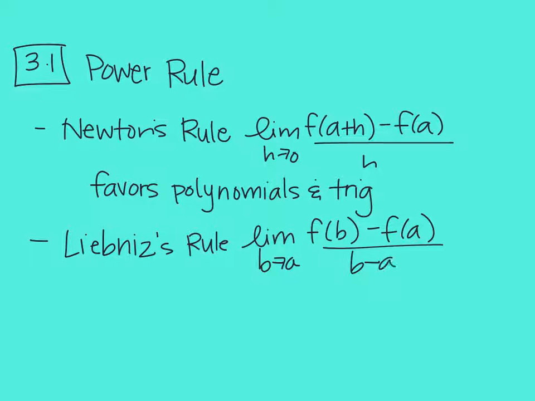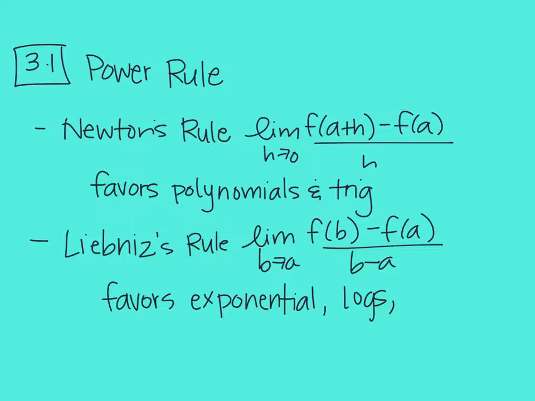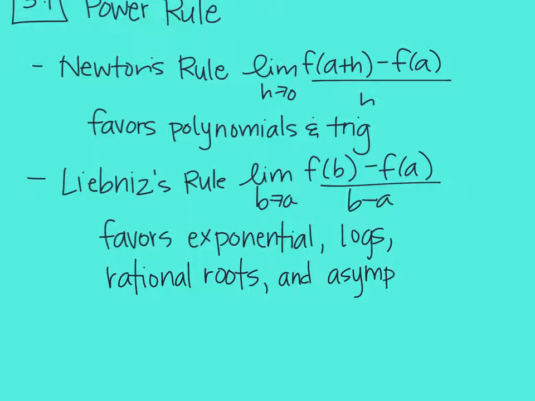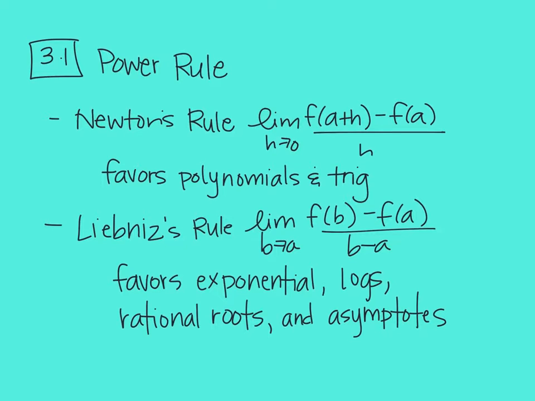That tended to favor functions that were exponential, logarithmic, rational roots, and functions with asymptotes. Okay, so those were the two rules we talked about.